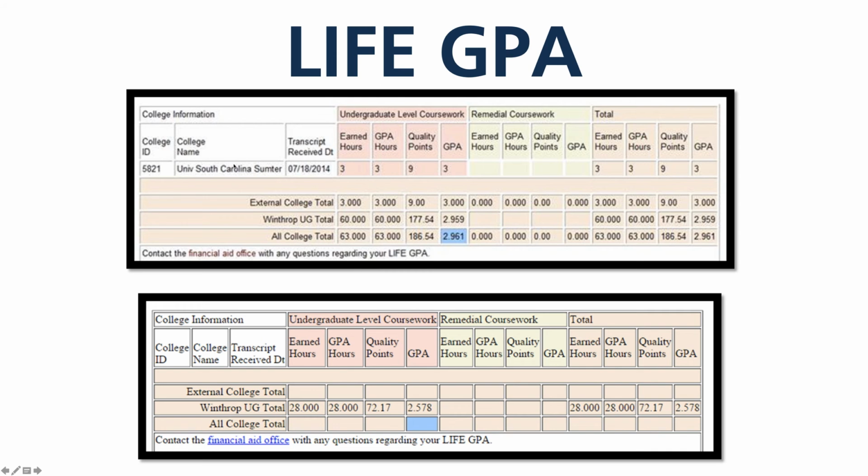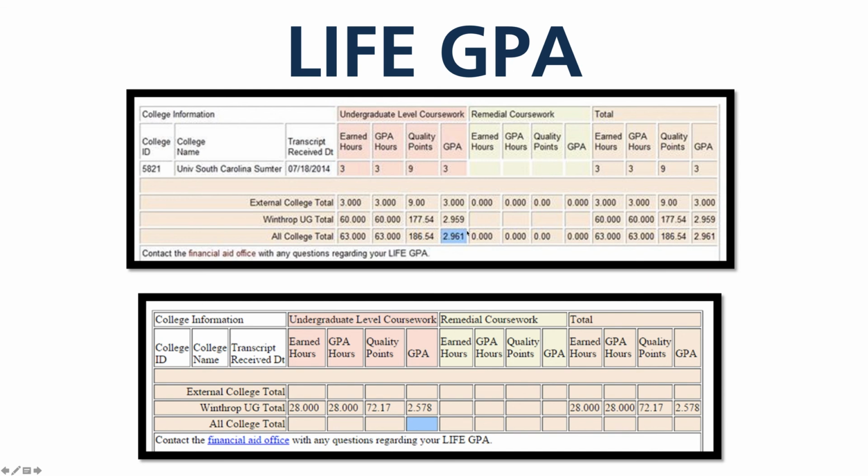So for this example, this student took a 3-hour course at USC Sumter and earned a B for 9 quality points and a GPA of 3.0. The Winthrop undergraduate total is 60 earned hours with these quality points reflected, but the all-college total is 63 with the additional 9 quality points resulting in a slightly higher Life GPA. Your all-college total is your Life GPA.